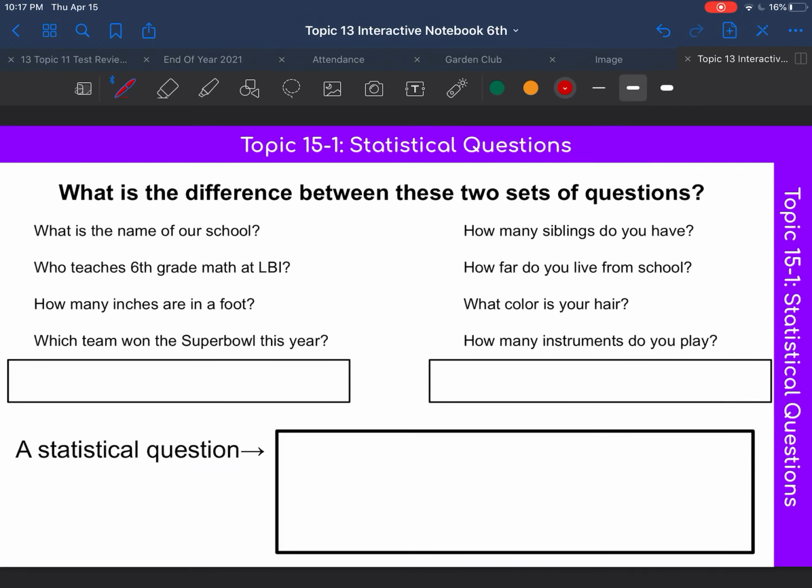Hello, sixth graders. So today we're going to be starting a new topic. We're kind of skipping around a little bit. We're going towards the end of our book, and we're starting with topic 15. And topic 15 is all about statistics.